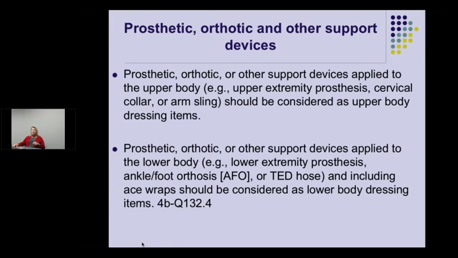Also included are prosthetics, orthotics, or other supportive devices applied to the upper body and lower body, such as splints or arm slings or TED hose or wraps or AFO boots. Any of those kind of things are considered routine clothing for these items. Now, I don't know about you, but I don't know many people that can even put TED hose on another person, much less an elderly person trying to put them on themselves. I really don't know that many that can.